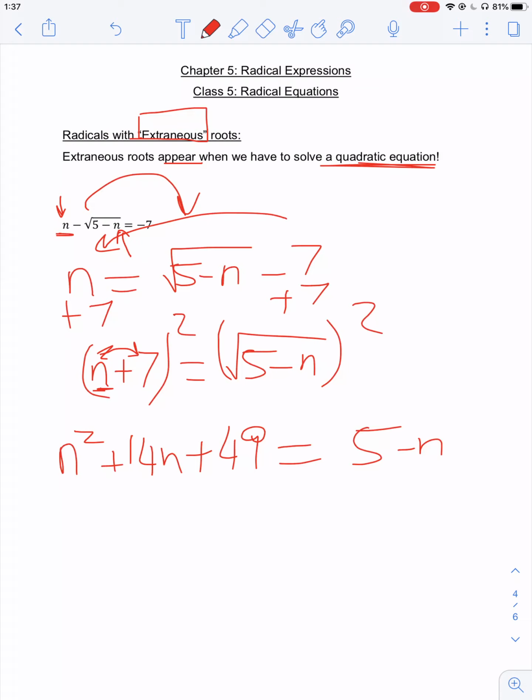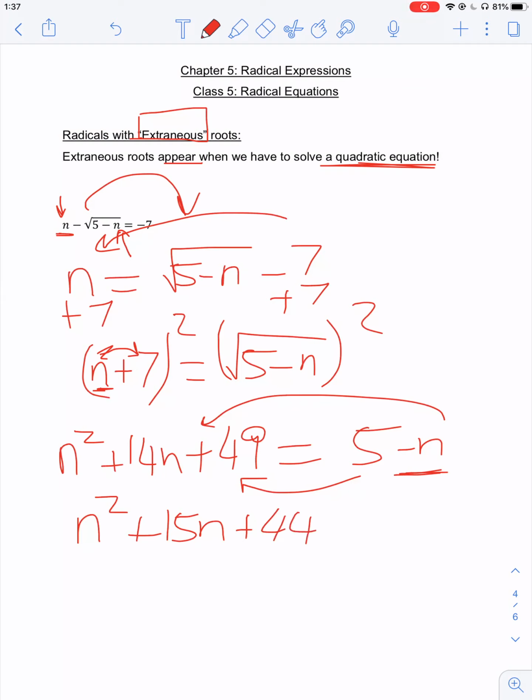So to solve a quadratic, you have to make this equal to 0. So this just becomes n squared. Then you have to move this n over to the other side, so the minus n will become plus n. So this will become plus 15n. And then you have to move this 5 over, so this will become plus 44, is equal to 0.